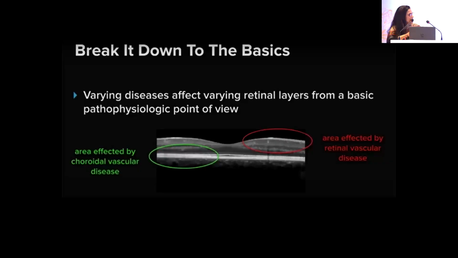Now, break it down to the basics. You see the inner retina, this is the inner retina, and this is the outer retina. The part facing inside is the inner retina. The outer retina is the area which is generally affected by choroidal vascular diseases, and the inner retina is the area affected by retinal vascular diseases.